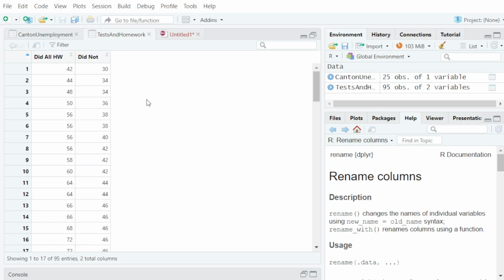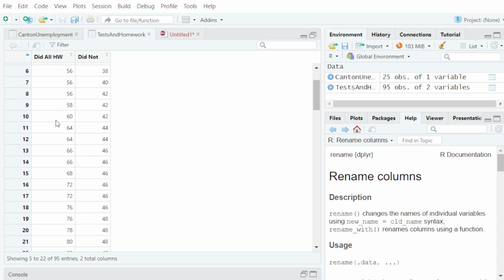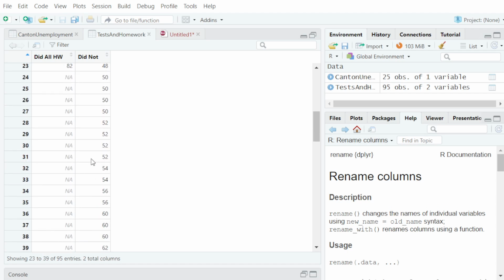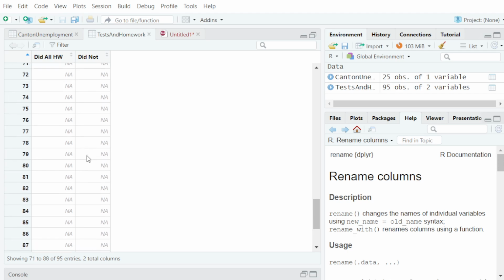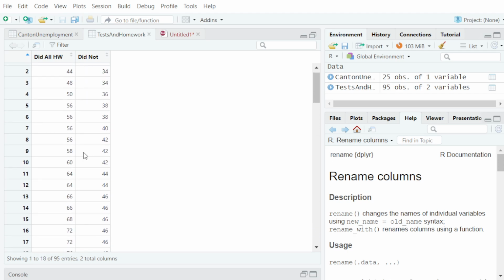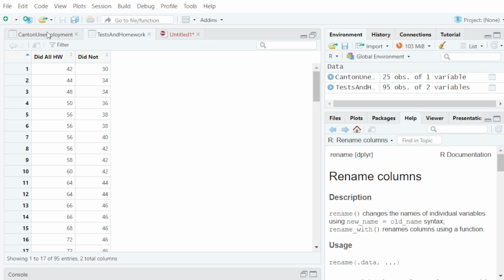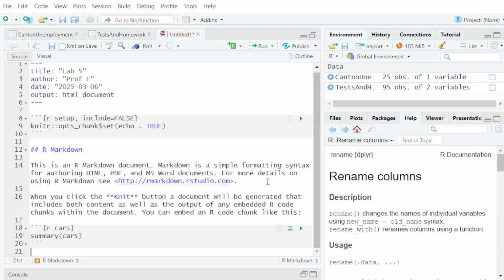Then I have another set, which I'm just calling tests and homework. So this one I have test scores for two different sets of students. One set of students that did all of the homework that was related to that test, and the other for a set of students that did not do all of the homework that was related to that particular test. So you can see there what those values look like. All right, let's go ahead and get started.